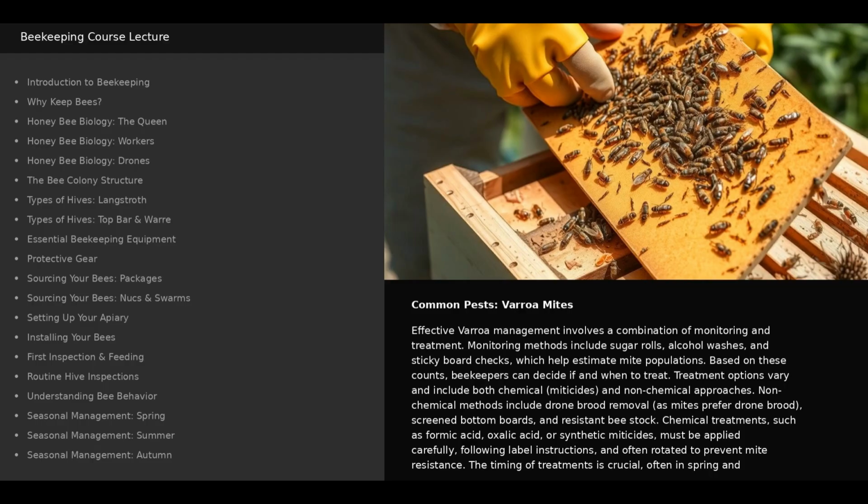The timing of treatments is crucial, often in spring and especially in autumn, to protect the vital winter bees. A proactive and varied approach to Varroa management is essential for maintaining healthy, productive colonies and is a continuous effort throughout the beekeeping year.